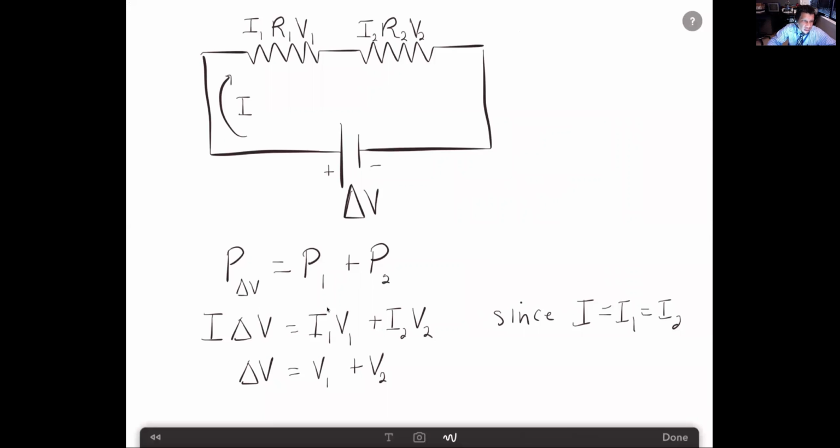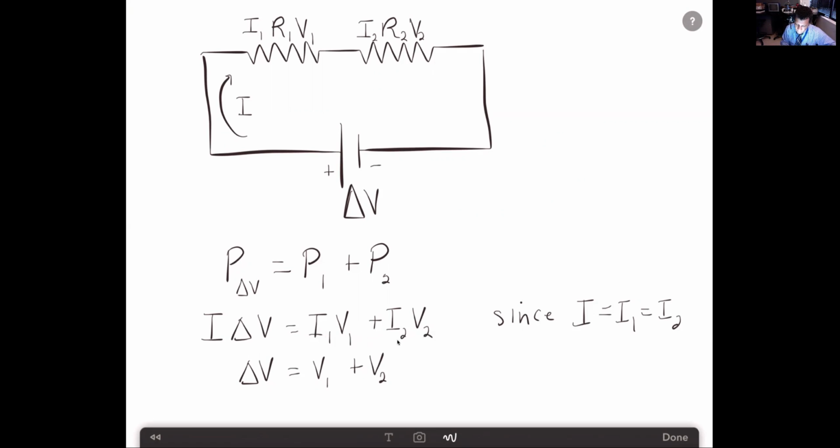We can take this piece and say I divided by I. We know that that's I1 divided by I, and I2 divided by I. Since I1 is equal to I, we just have I over I. Since I2 is equal to I, we just have I over I. We can divide those out and subsequently get our voltage equation.